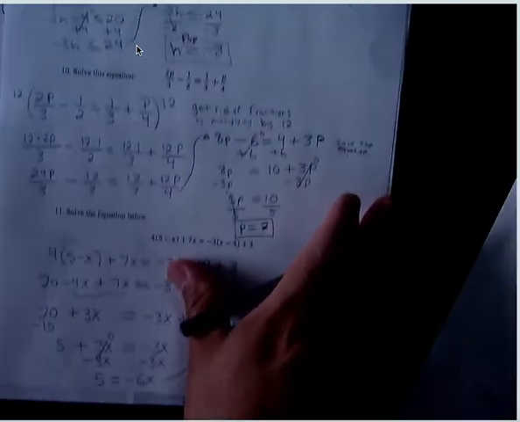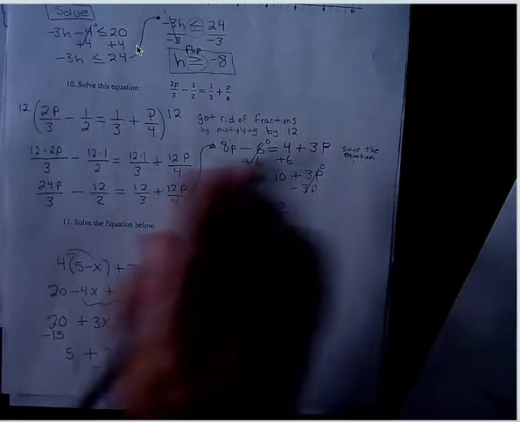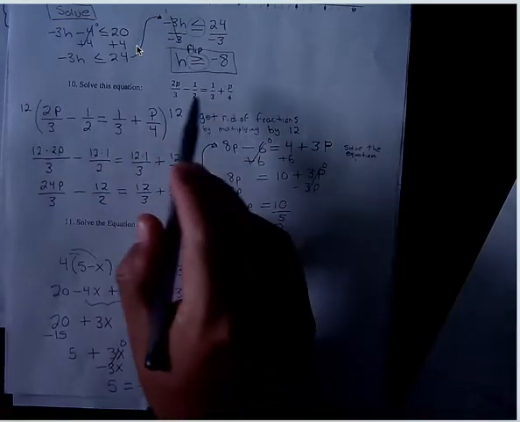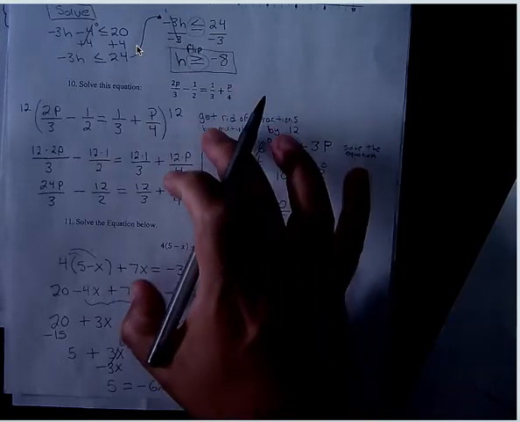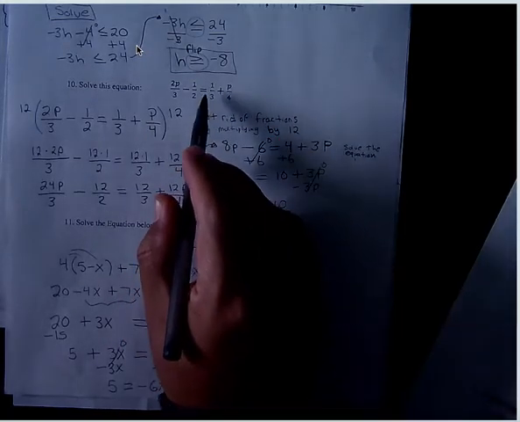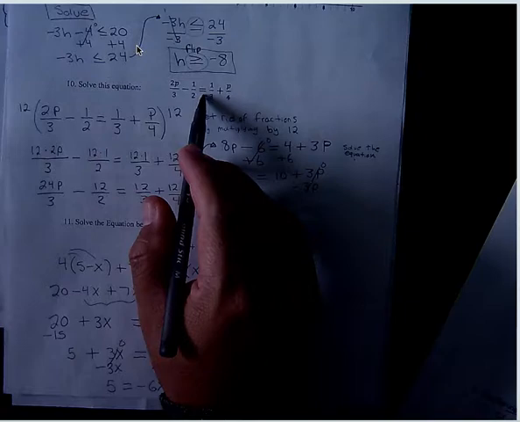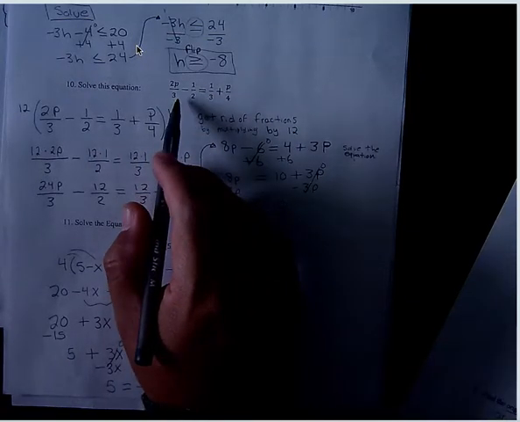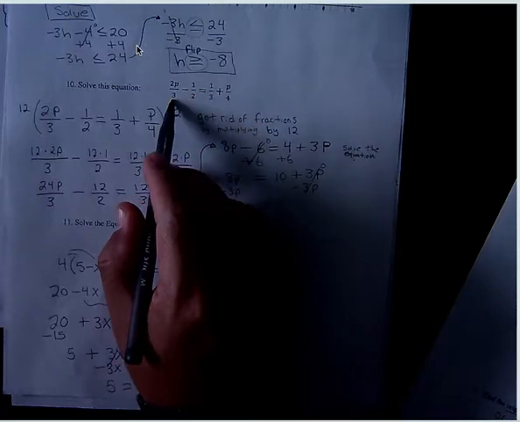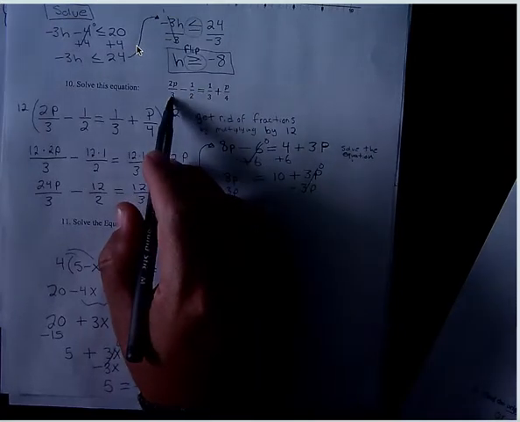Okay, number 10. So number 10, they give you these equations. So now we're solving an equation. These two are equations. They're not expressions anymore. So now, this one, they give you a bunch of fractions. On the test, there's one like this. Maybe not with that many fractions. Maybe you would get one fraction.